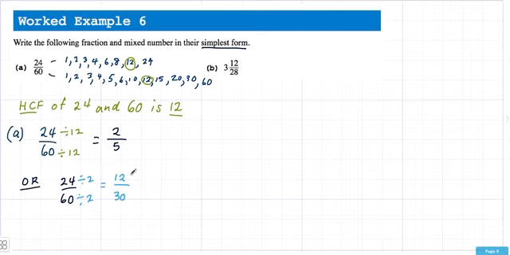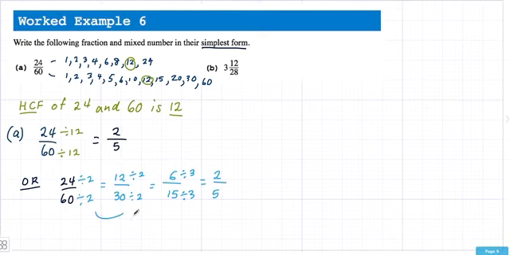Oh, these are both still even. I'm going to divide them both by 2 again. So then I'll get 6 on the top, 15 on the bottom. And now at this point I might think, well, actually both of these numbers can be divided by 3 because I know my 3 times table. 2 times 3 is 6 and 5 times 3 is 15. And you see you still get the 2/5 either way.